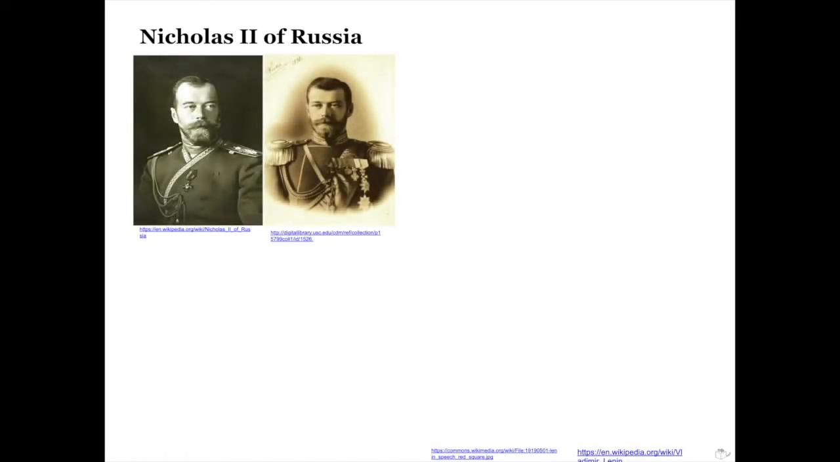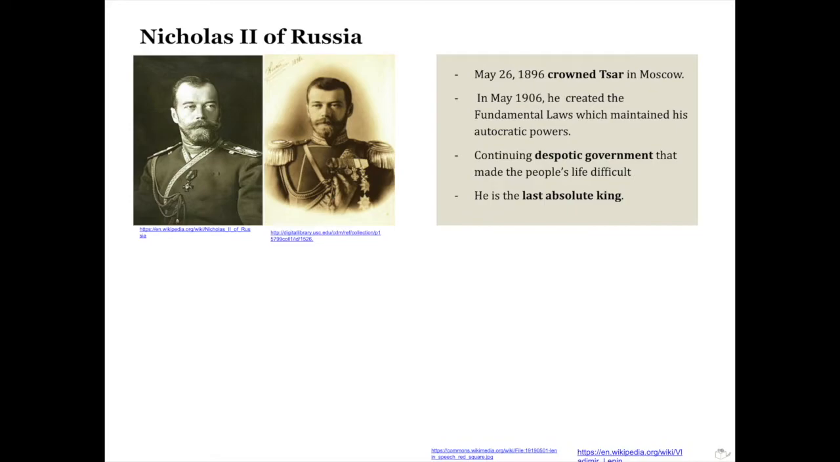I'll tell you about two notable figures first. One of them is Nicholas II of Russia. He was crowned Tsar in Moscow on May 26, 1896. He created the fundamental rules which maintained his autocratic powers. He also continued a despotic government that made people's lives difficult. He was the last absolute king.